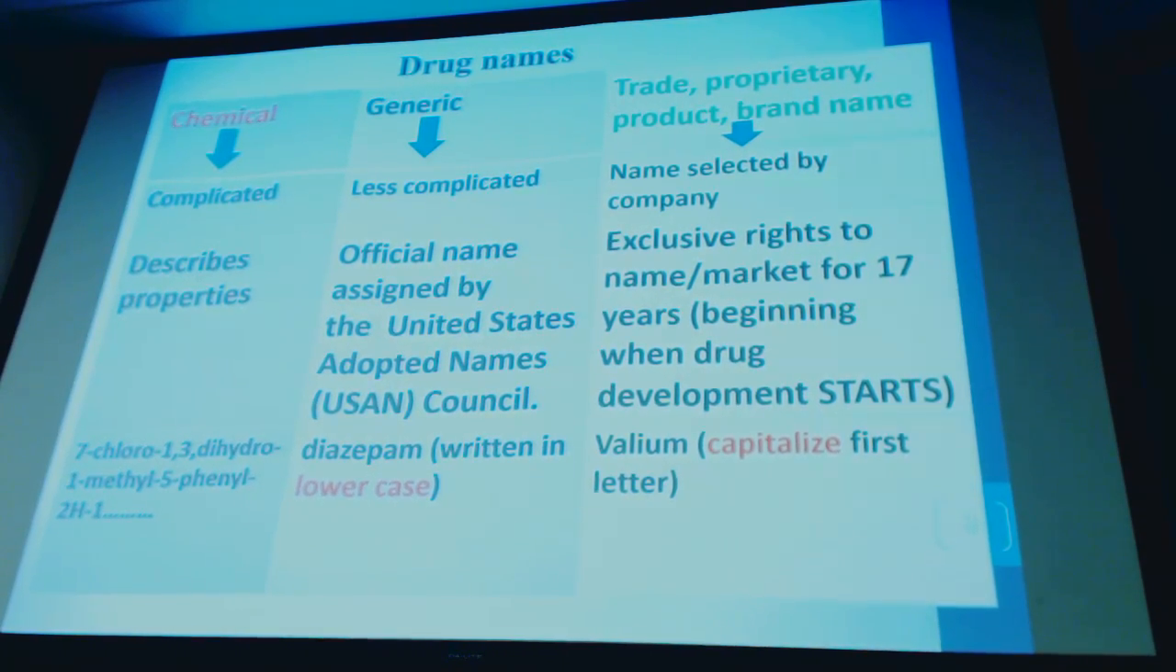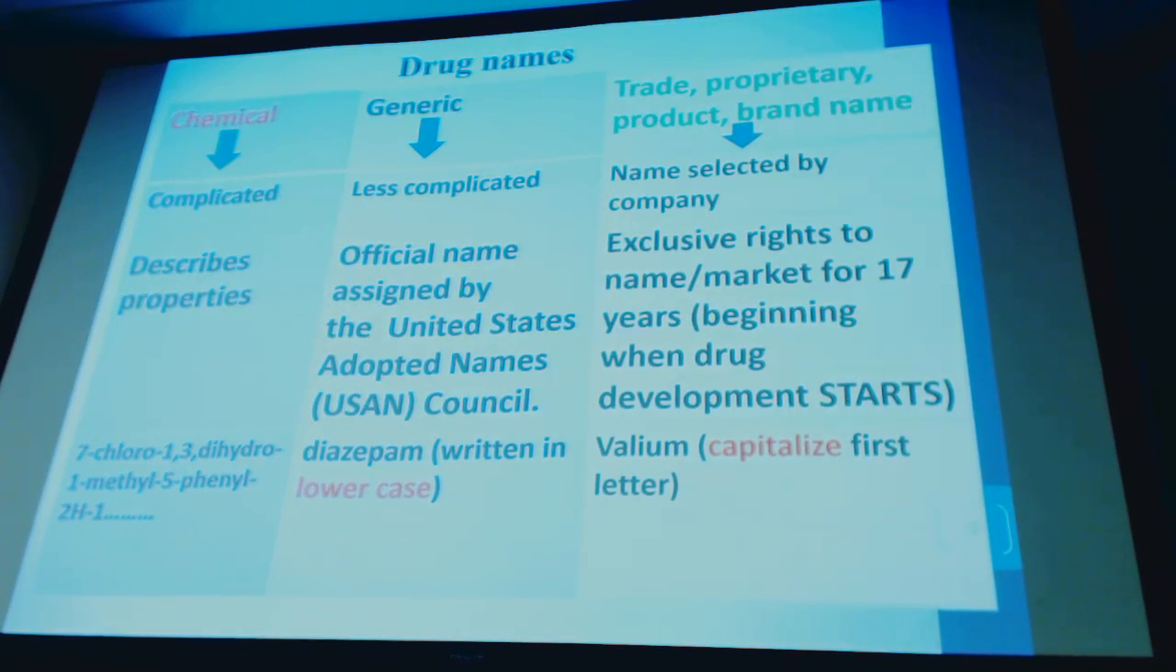Trade names are something that the pharmaceutical company gives a drug so that people can remember the name easily. And I've given you an example there. 7-fluoro-1, that's the chemical name. The generic name is diazepam, but the trade name is Valium. Now notice the generic names are written in lowercase letters.